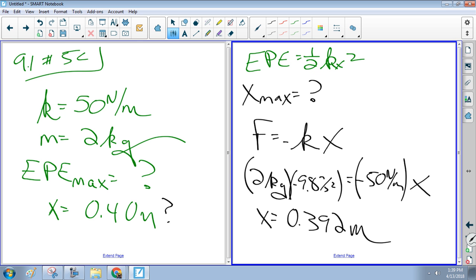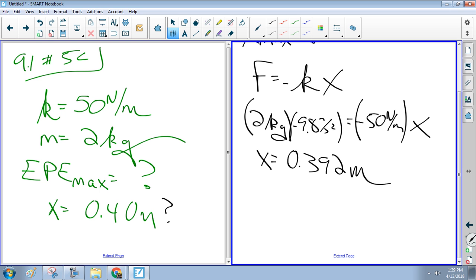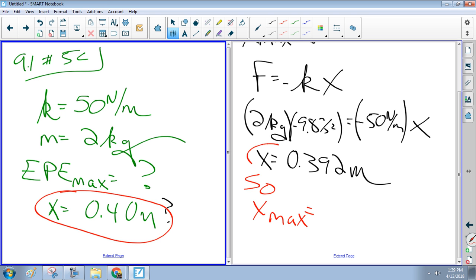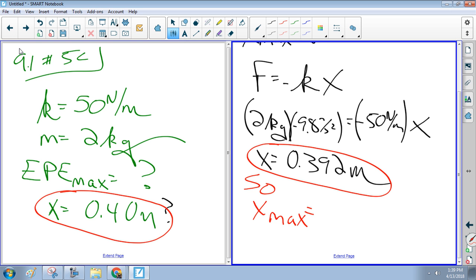So is that the number I put in my EPE equation? No, that's just how much EPE it has before I come along and stretch it more, right? So, how do I find my x max? Add the 0.4 that I stretch it, plus the 0.392 that the 2 kilograms stretched it, and you get 0.792 meters. And that's what goes into the EPE equation.